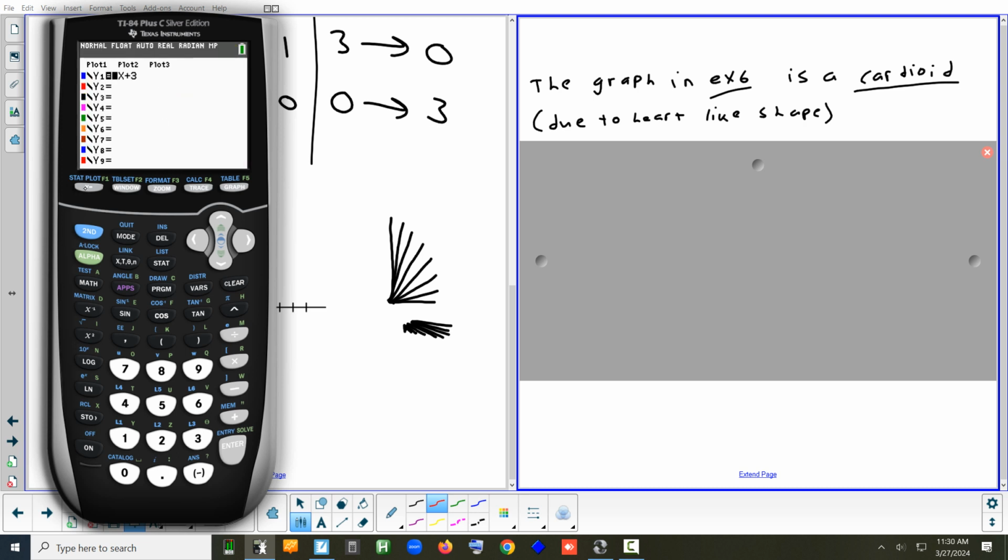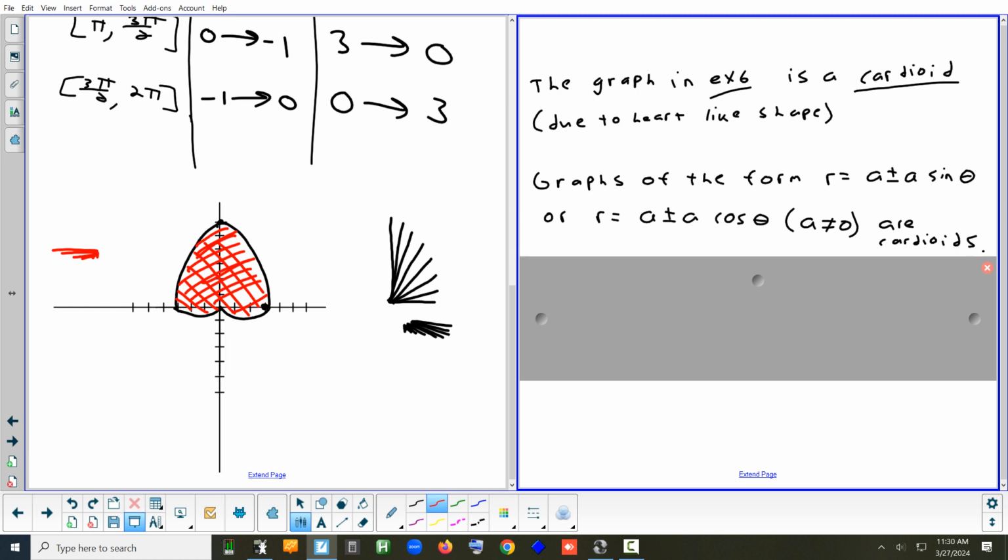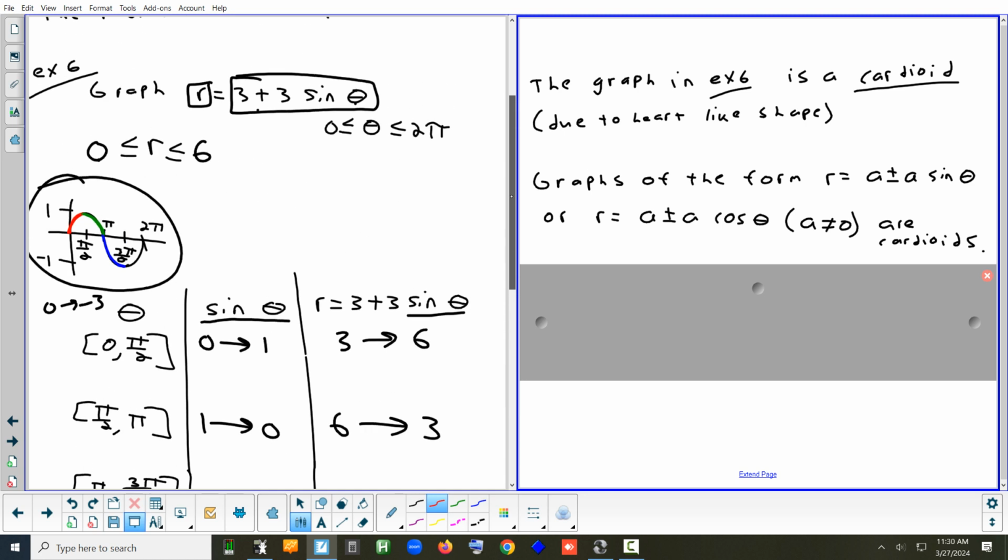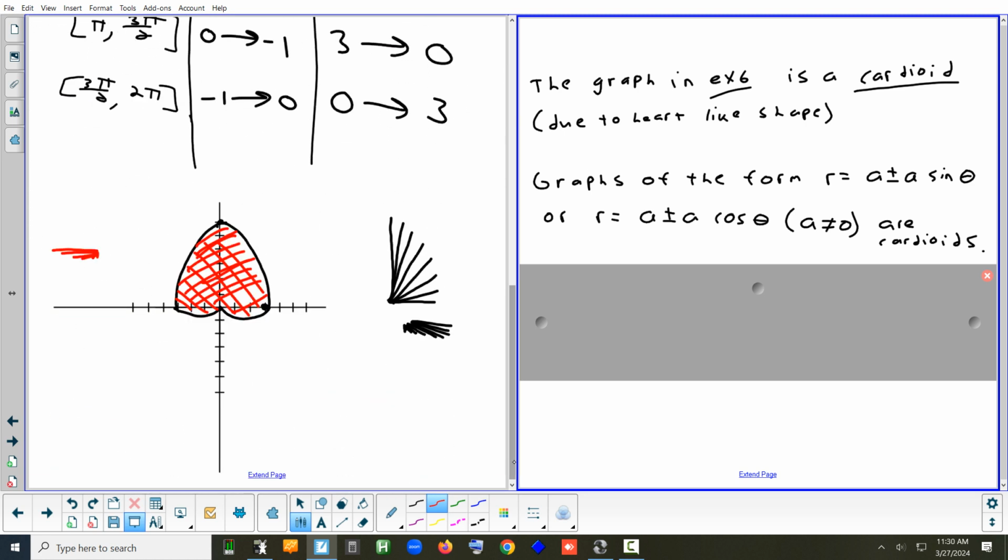So this particular one was 3 plus 3 cosine. Oh, no, what was it? Sine. 3 plus 3 sine. Anything in that format, a number plus or minus a number, and then sine or cosine, either one, is a cardioid. What was the equation in the hard one? 3 plus 3 sine.